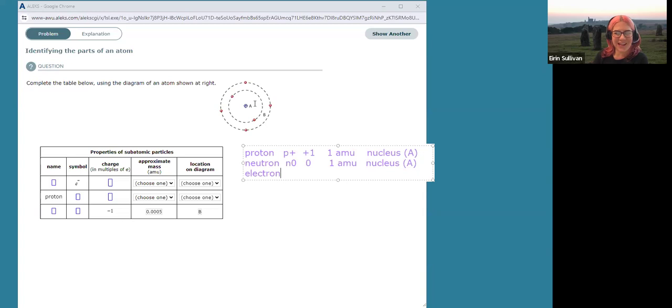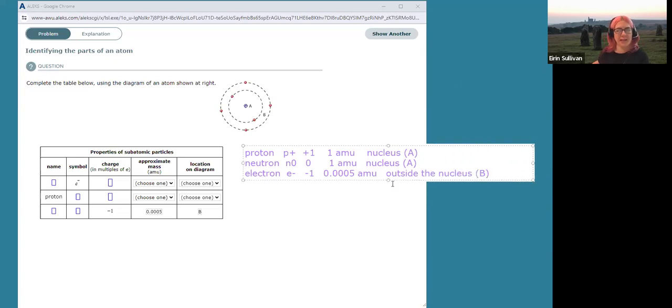They're very, very tiny, and they have a negative charge associated with them. So their symbol is e minus. They have a -1 charge in terms of e. Their mass is several orders of magnitude smaller than protons and neutrons, so 0.0005 AMU, and they are located outside the nucleus. Whereabouts exactly? Well, that is a very complex question. So that would be location B. So that is essentially all you need to know to answer this question.